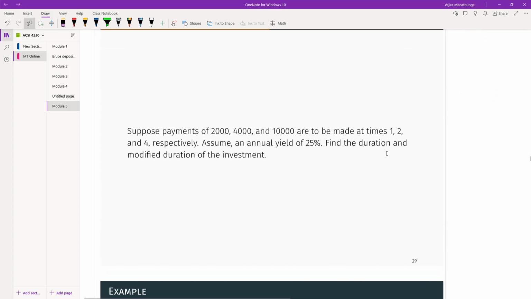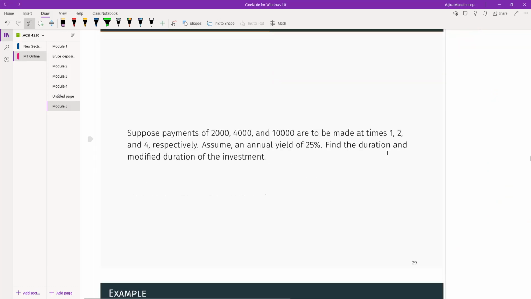Okay, so let's try to do a few examples and see how to use it. This one is saying, suppose payments of 2,000, 4,000, and 10,000 are to be made at times 1, 2, and 4. Assume an annual yield of 25%. Find the duration and modified duration of the investment. So let's do the timeline. At time 1 is 2,000. Time 2, 4,000. Time 4, 10,000.